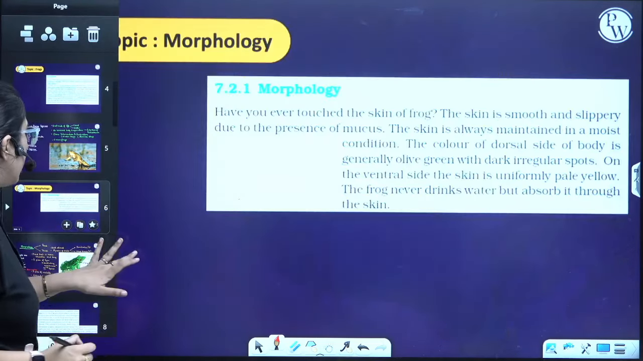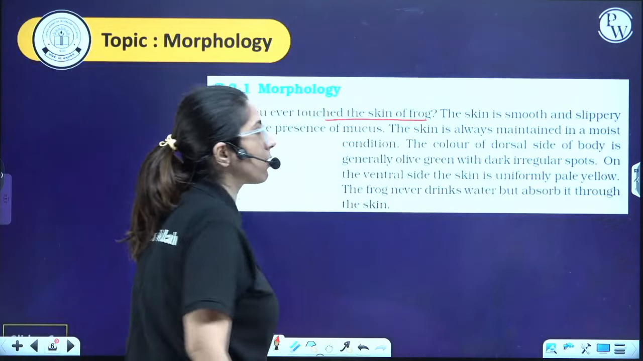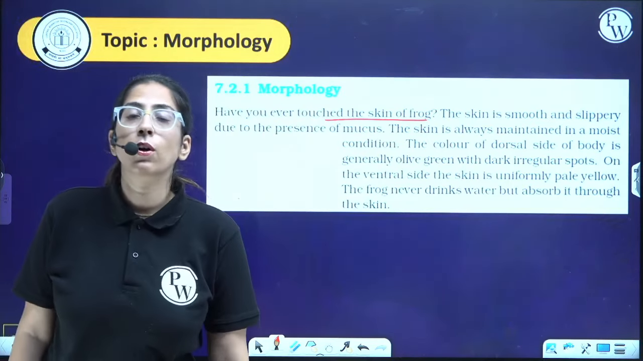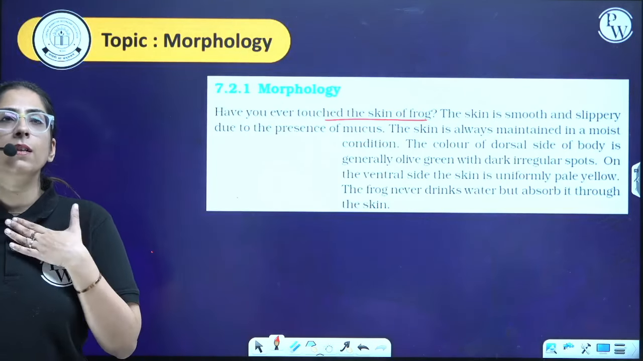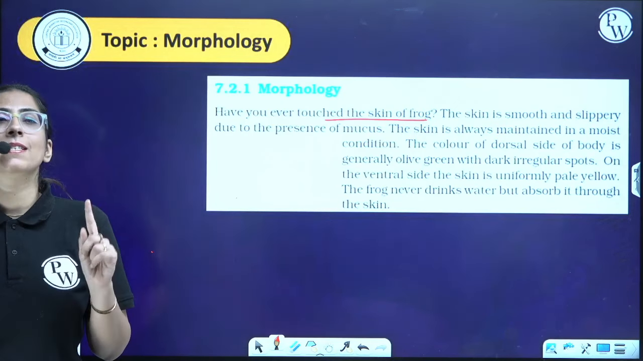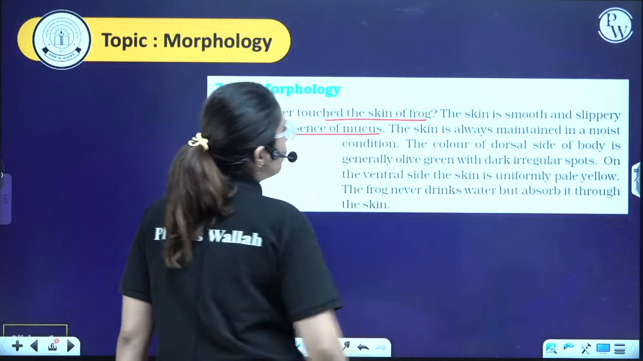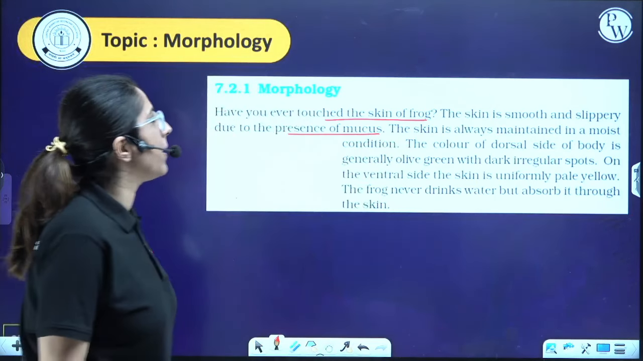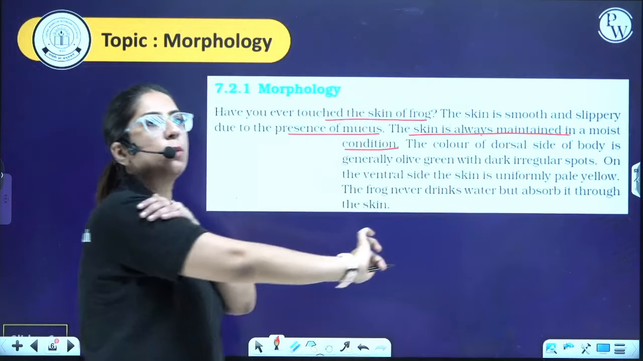Let's do the NCERT reading. Now, have you ever touched a frog? If you touch a frog, you will see that it is very slippery and smooth. The reason is the body is covered with mucus. This is for protection and also for gaseous exchange. The skin is always maintained in a moist condition, so they have mucus all over the body surface.